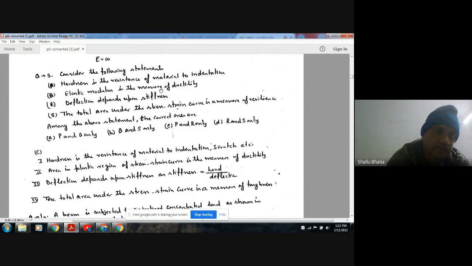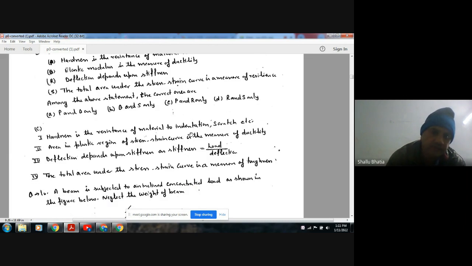Hardness is the resistance of material to indentation. That is correct. Elastic modulus is not the measure of ductility; the area of the stress strain curve after the elastic limit up to fracture is the measure of ductility. Deflection depends upon stiffness, which is load over deflection resistance. That is correct. S is incorrect, as the total area under the stress strain curve is the measure of toughness. So the answer is P and R, option C.